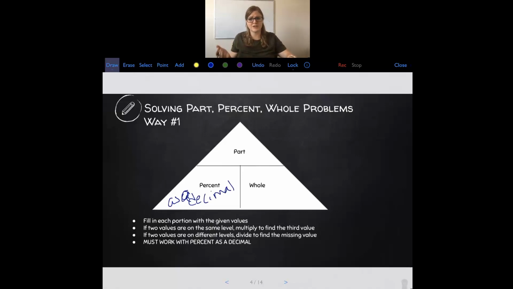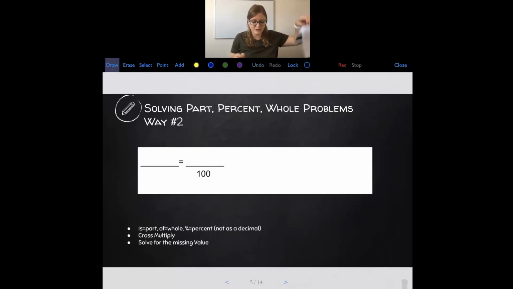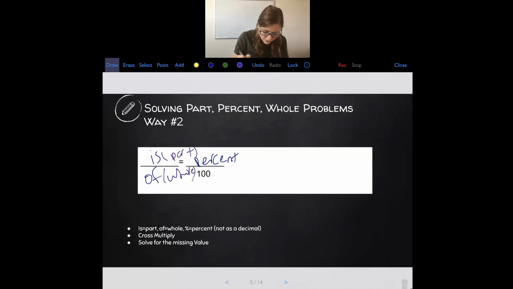I'll give you way number 2, and then we'll do an example using both ways. So way number 2 is to use is over of equal to the percent over 100. So is another way of saying part. Of is another way of saying whole. And so is our part, of is our whole, and the percent is not as a decimal. So if we're talking about 20%, you would just put 20 there. It's already out of 100. And then you'll solve for the missing value using cross multiplication and division.